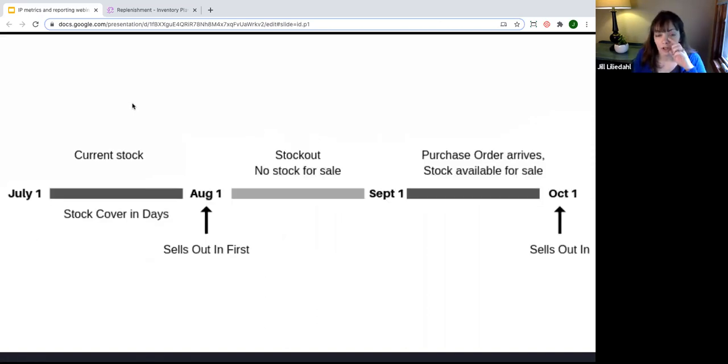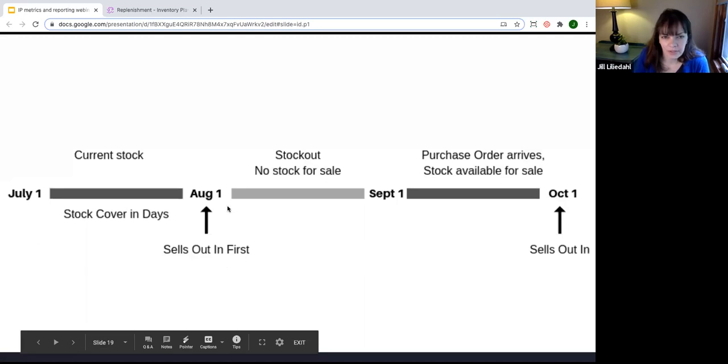So first, let's say that it's July 1st, our current stock, we're going to be able to look at that with stock cover in days. That's just the 10 units in our warehouse. And our purchase order isn't going to arrive until September 1st. That means we've got a gap. We're actually going to be out of stock for the whole month of August. Sells Out In First tells us the first day that we're going to be out of stock, that we're going to have stockouts.